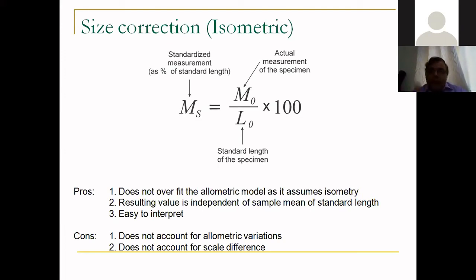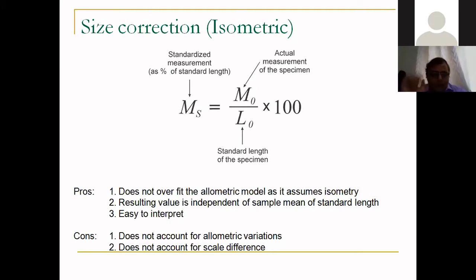The good thing about this particular model is you are not actually using the exponent b from the allometric law. So you are assuming isometry. You are assuming that the two lengths are growing with each other in a linear fashion. So the exponent is assumed to be 1, and then you calculate this value.